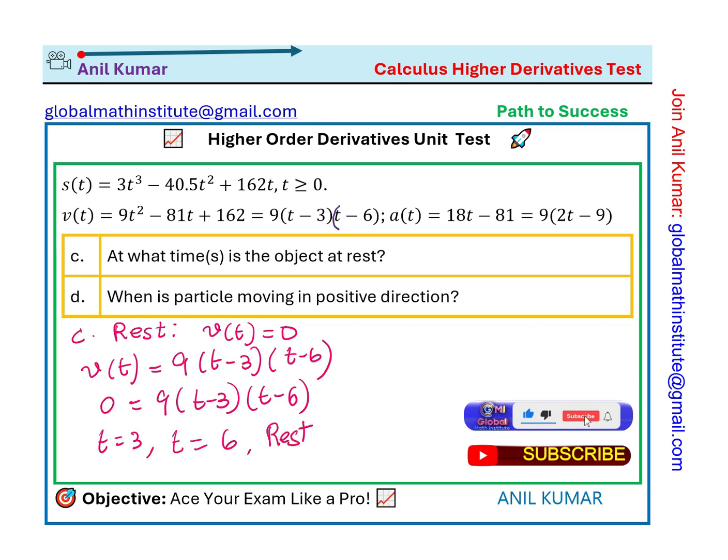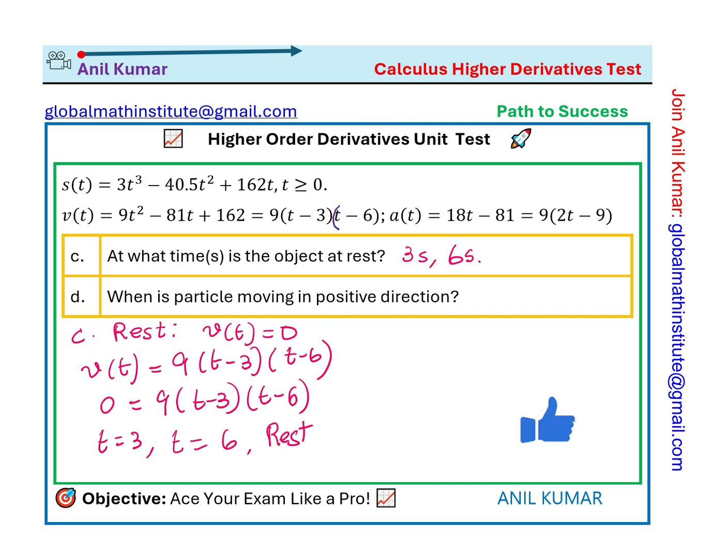So we can now write down at what times is the object at rest. So at 3 seconds, right? And at 6 seconds. Is that clear to you? The object is at rest. Is that clear? Always write down your answers with the units. Otherwise, you're going to lose 0.5 marks and your chance of getting 100% marks. Makes sense. Great. Now let's answer part D, which is when is the particle moving in the positive direction?